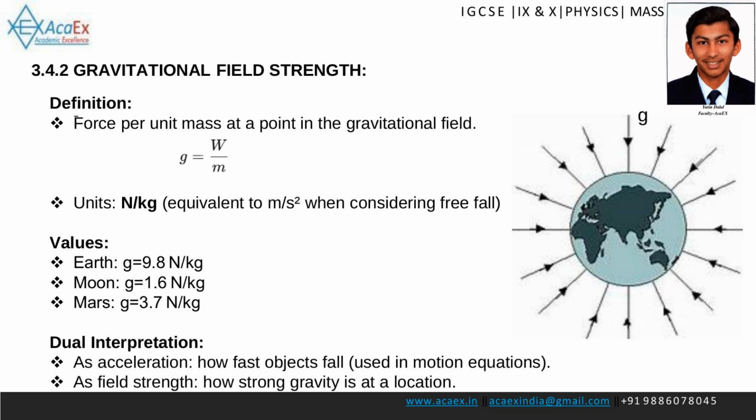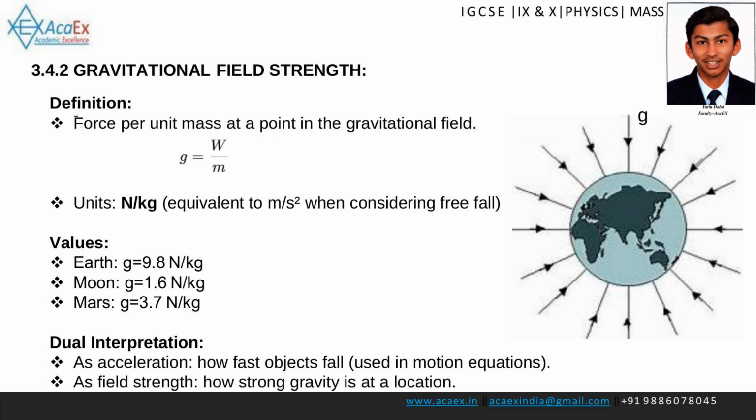Gravitational field strength definition: the force per unit mass at a point in the gravitational field. Formula: g equals W divided by m. The unit is newtons per kilogram, which is equivalent to meters per second squared when considering free fall. Values: on Earth, g is 9.8. On the Moon, g is 1.6. On Mars, g is 3.7.